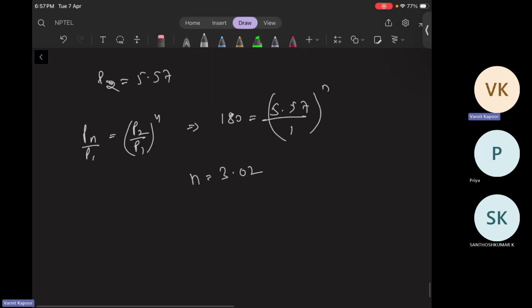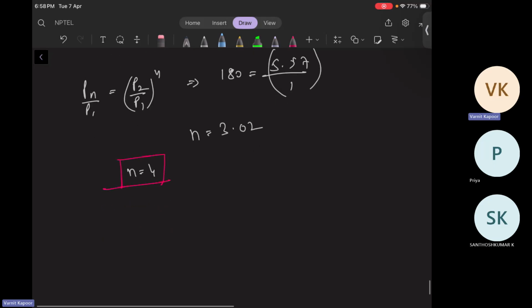But if it's greater than 3, then you have to give your final answer as 4, because there is nothing like 3.02 compressor. If it's more than 3, that means you have to use 4 compressors. 4 times multi-staging you are required to do. Okay. I hope there is no doubt. Pretty much easy. This will be your answer.